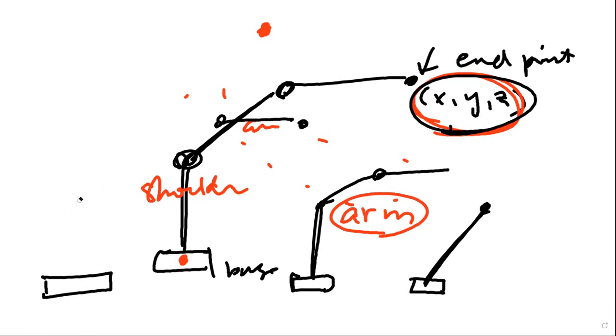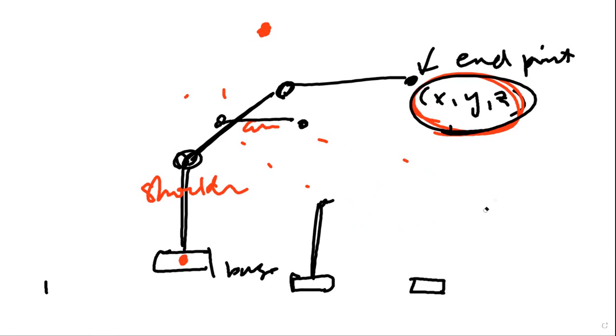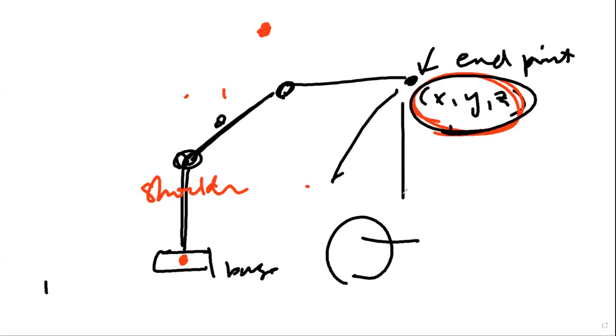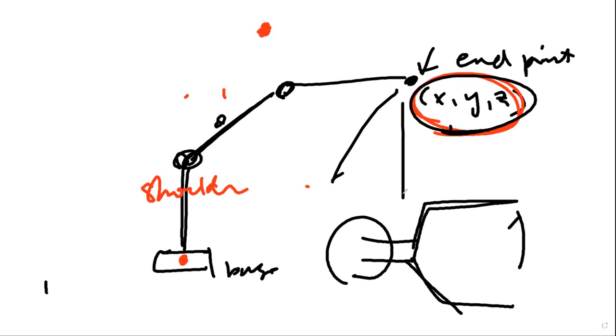Now, next one, what is wrist? Let's look at the endpoint. At the endpoint, you may have a rotor. You may have a clip, and your clip may move. You may have fingers. This may rotate.